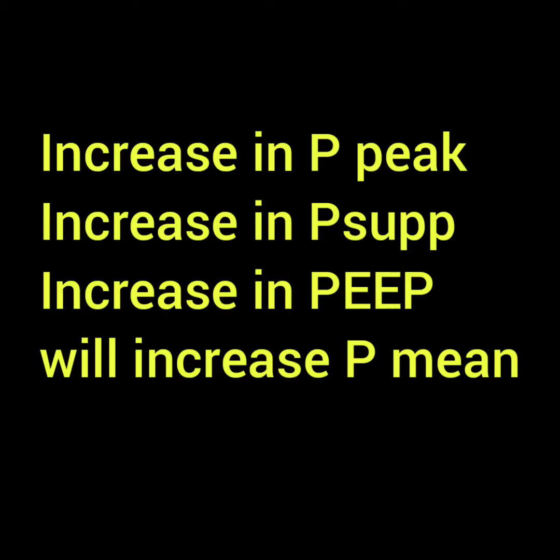If you increase the P peak, pressure support and PEEP value, the area under the curve will increase automatically, so that the P mean will increase automatically. As the P mean increases, the oxygenation also improves.